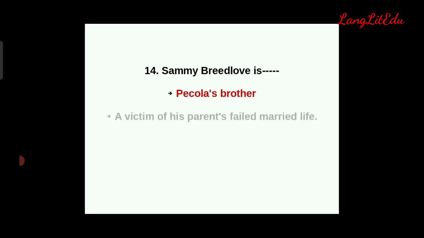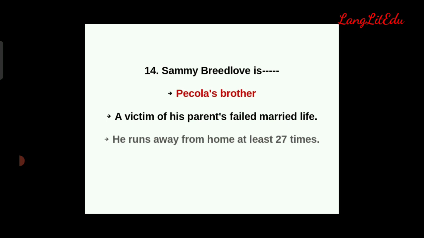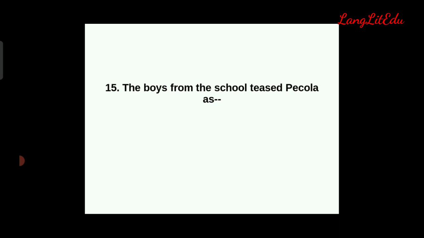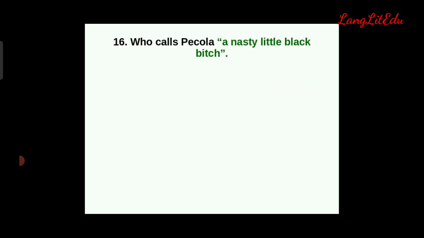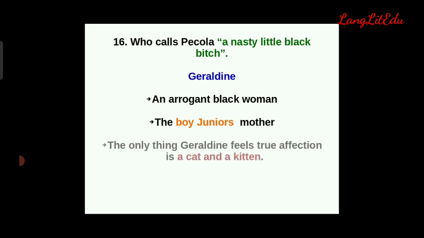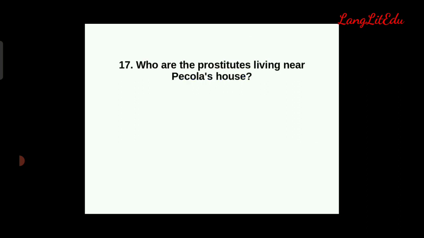Sammy Breedlove is Pecola's brother, who is a victim of his parents' failed married life, and he runs away from home at least 27 times. The boys from the school teased Pecola as Black Mo, and called Pecola a nasty little black bitch. Geraldine is an arrogant black woman and the mother of Junior, and the only thing for which Geraldine feels true affection is a cat and a kitten.